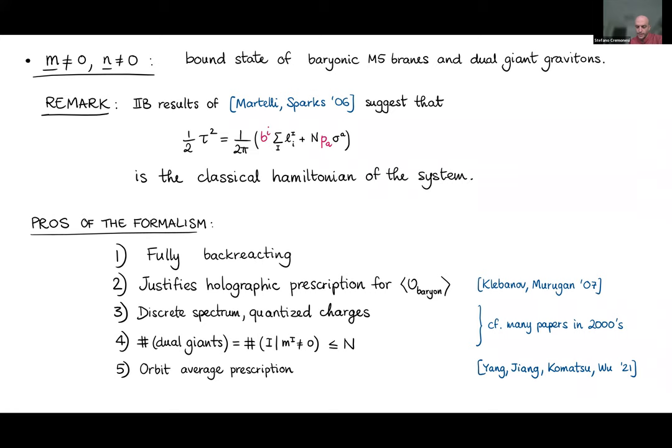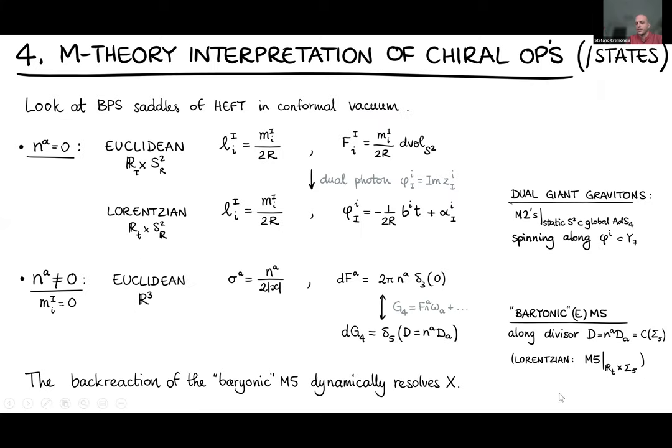Another advantage is that, for instance, if you wanted to compute the expectation value of some baryonic operator holographically, there was a prescription given by Klebanov and Murugan that told you to consider a Euclidean brane wrapping a certain divisor and calculate the on-shell action, and that would give you the VEV of the baryonic operator. Now we see that that prescription really makes sense, because if we want to calculate the expectation value of that baryonic operator, we just have to consider a certain saddle point that we reinterpreted here as the insertion of an M5 brane wrapping a divisor.